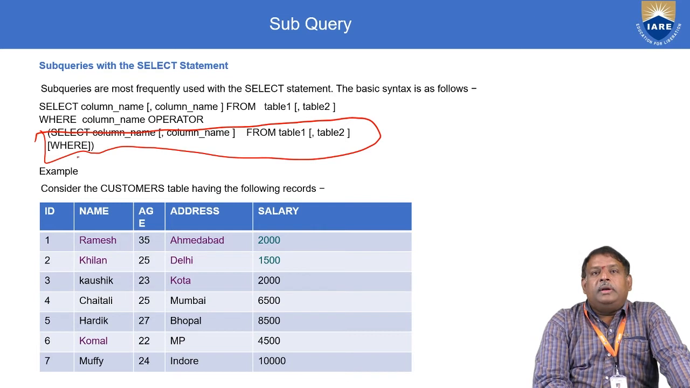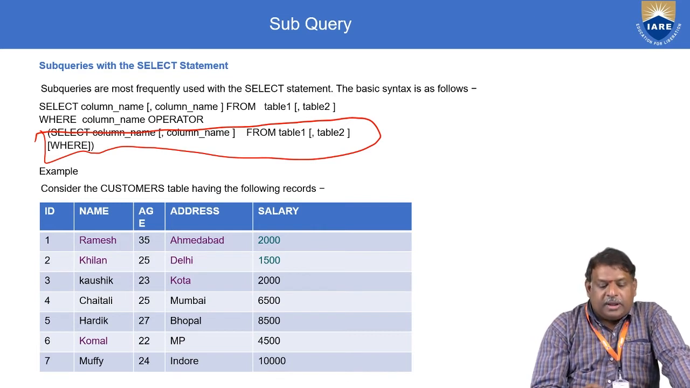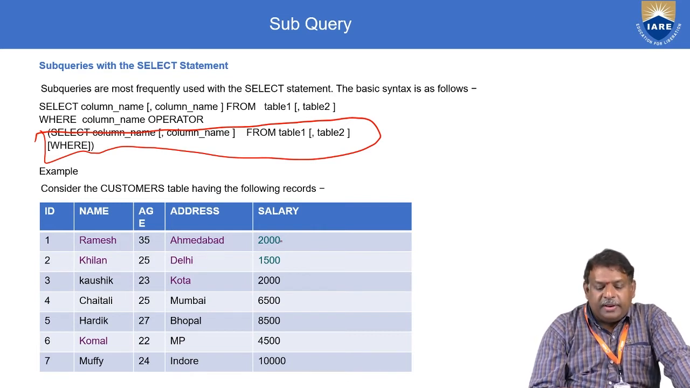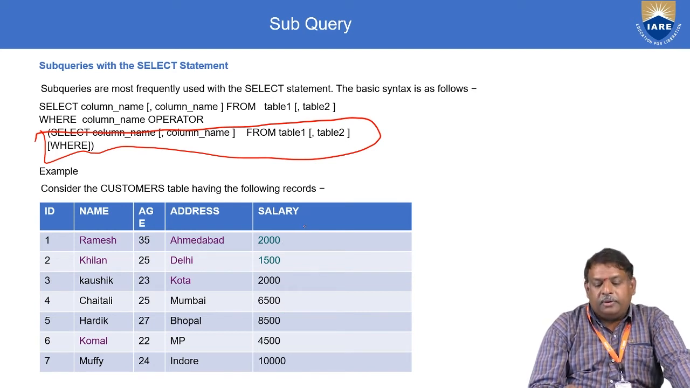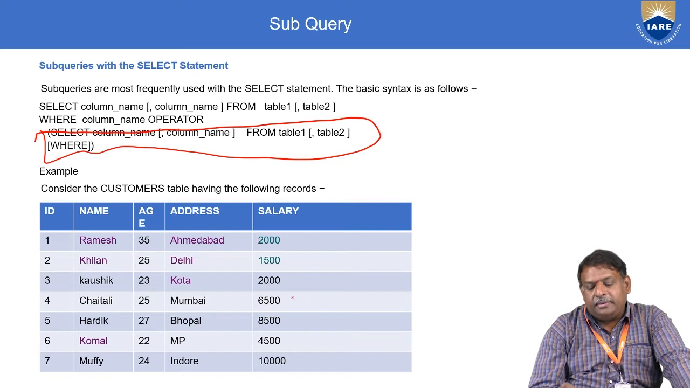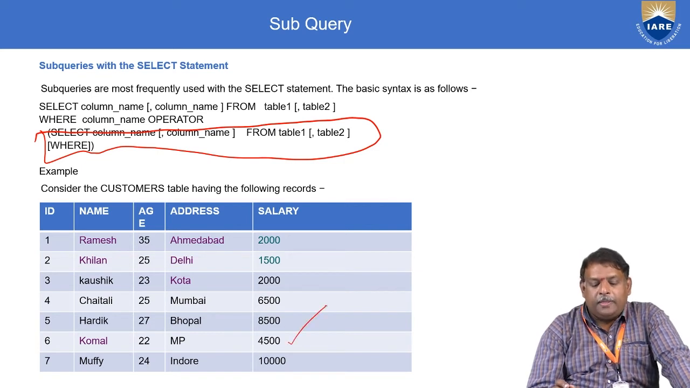For example, the customers table has the following records. I have 7 records with various data. Here I want to fetch the customers whose salary is more than 4,500. Now how many will be returned? 1, 2, 3 records we should get.